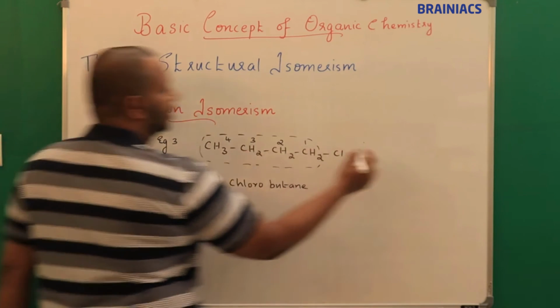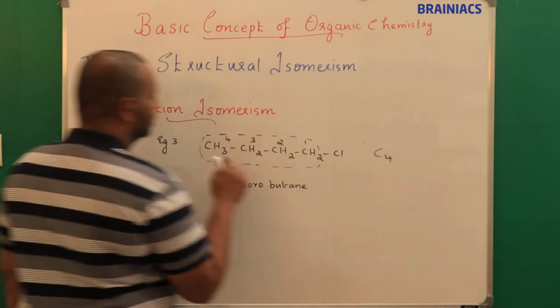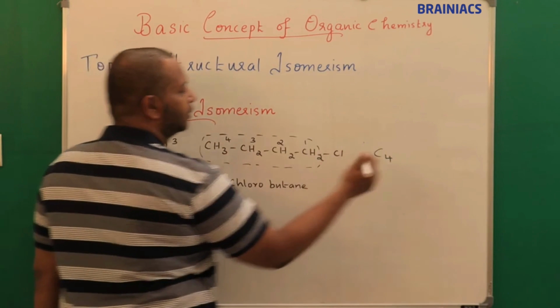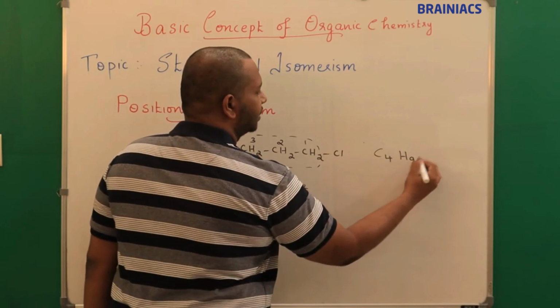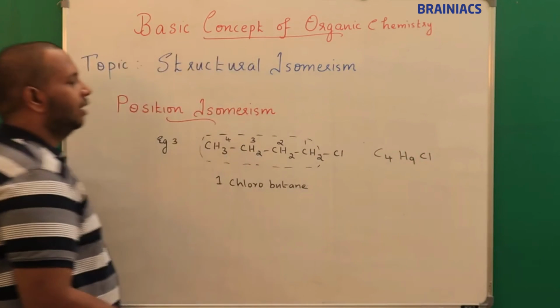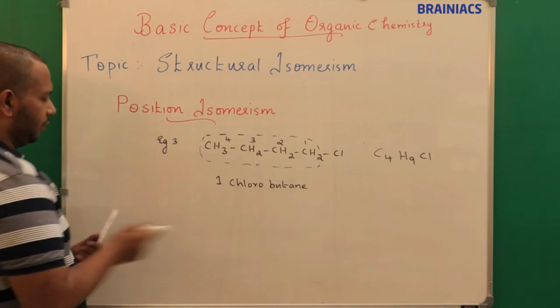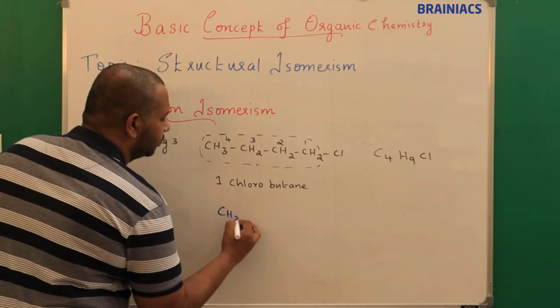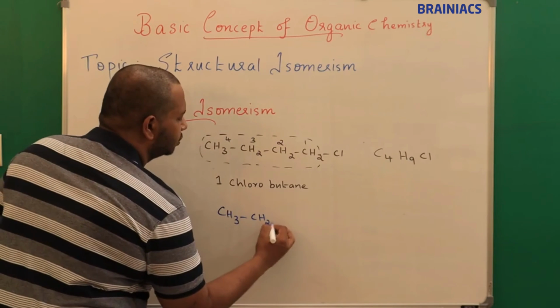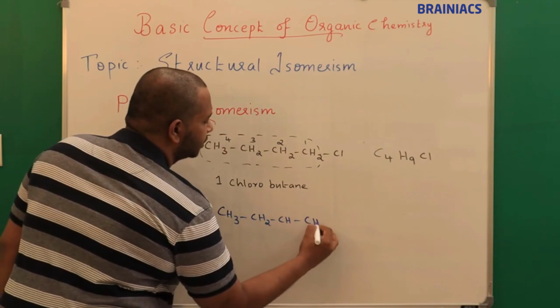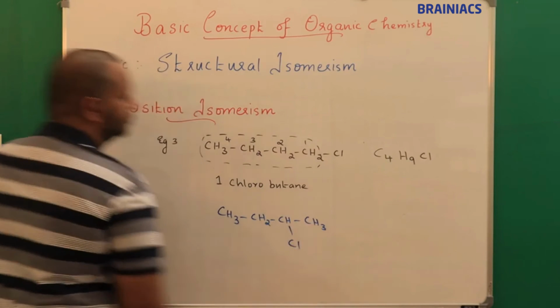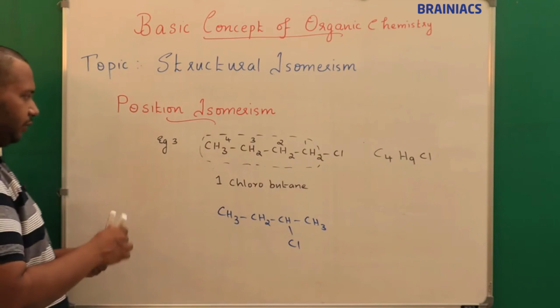Now what is the general formula? 4 carbon atoms are there. So we say C4. Hydrogen: 3 plus 2 is 5, plus 2 is 7, plus 2 is 9, C4H9Cl. Now let me draw another one. Now try to tell me what is the relation between these two. CH3, CH2, CH, CH3, Cl. Now try to name this compound.